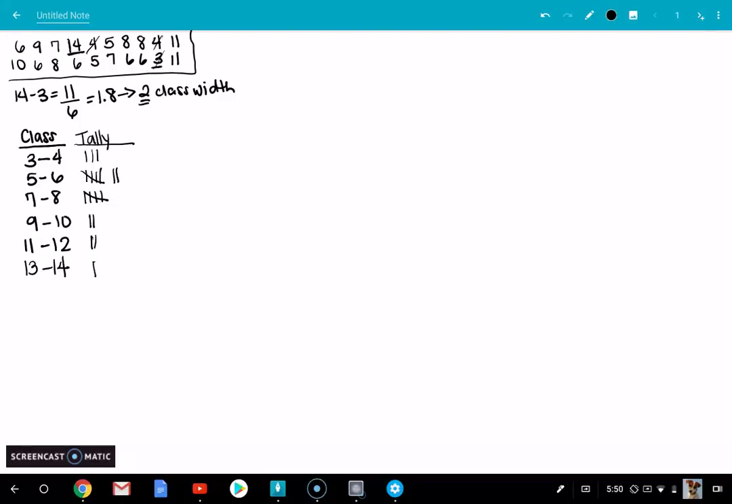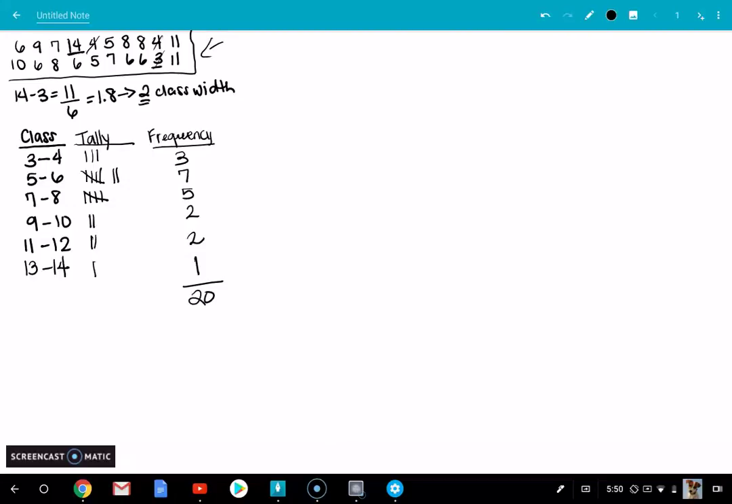So we can find the frequency by doing that then. Frequency: here's 3, and then 7, 5, 2, 2, 1. And so we can add this up, and we can see this is 20, which equals the number of patients listed in here.